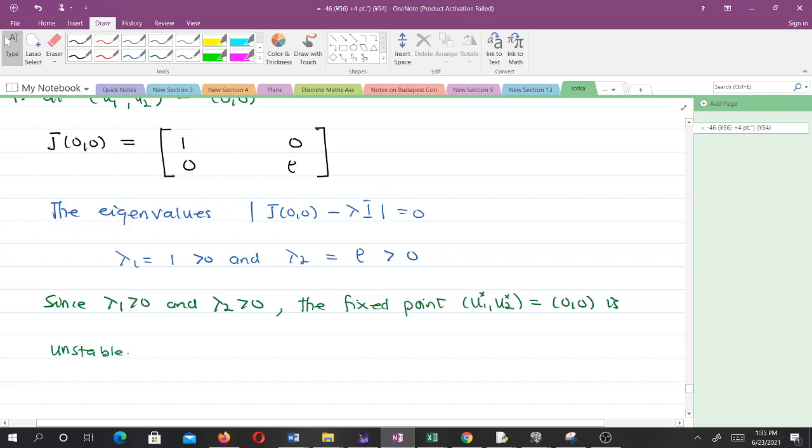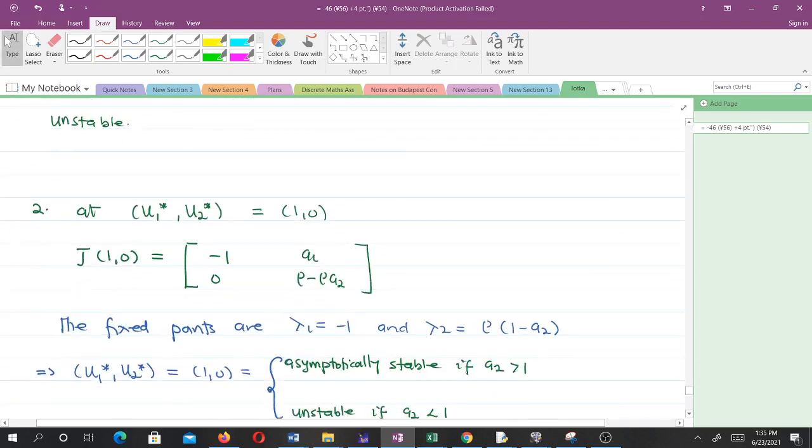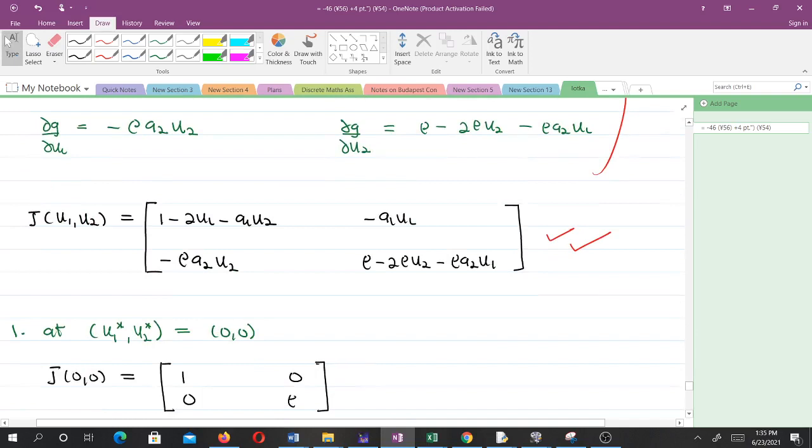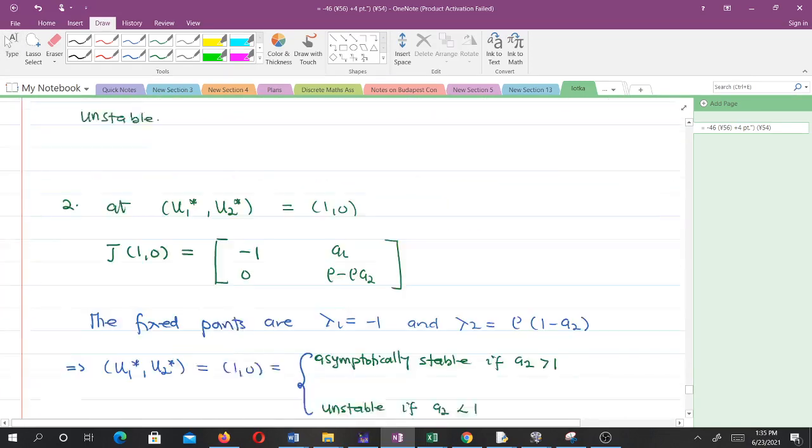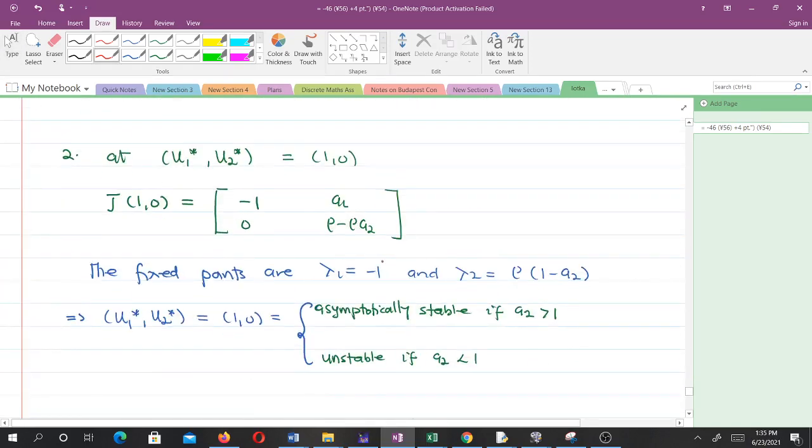Okay. Then now let's go to the second fixed point. That's u1 star, u2 star equals 1, 0. So when you put 1, 0 here, right? That means u1 is 1, so you put 1 there. u2 is 0, you put 0 there. We are going to get this system here.